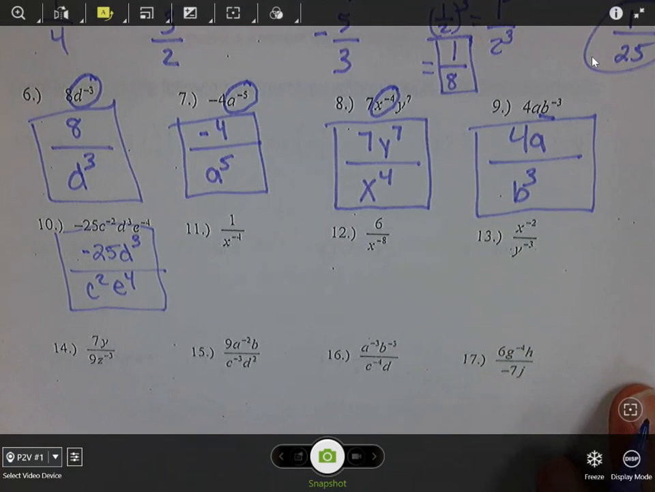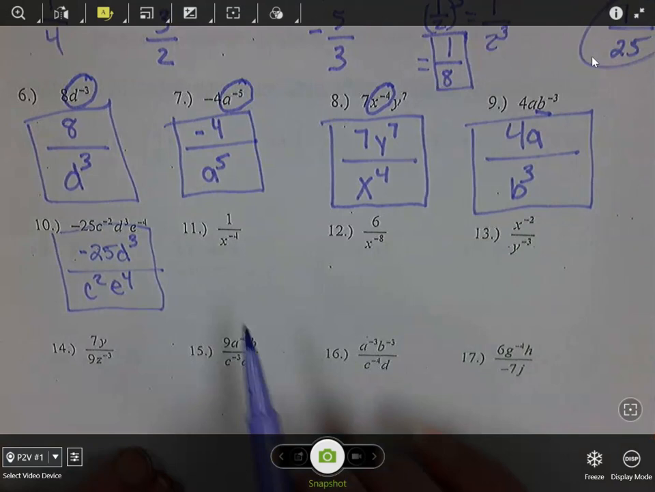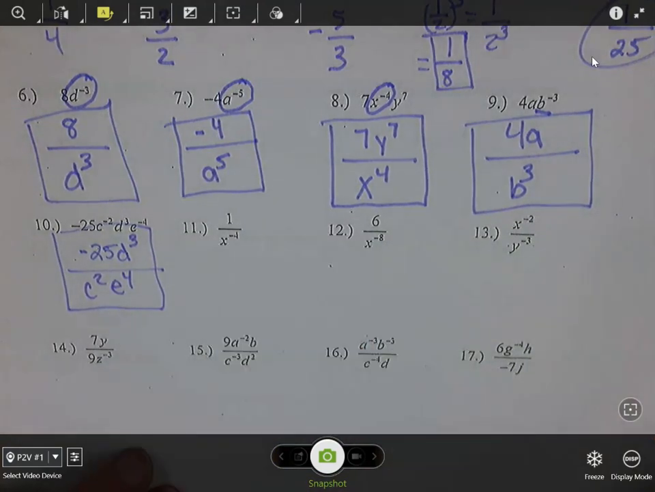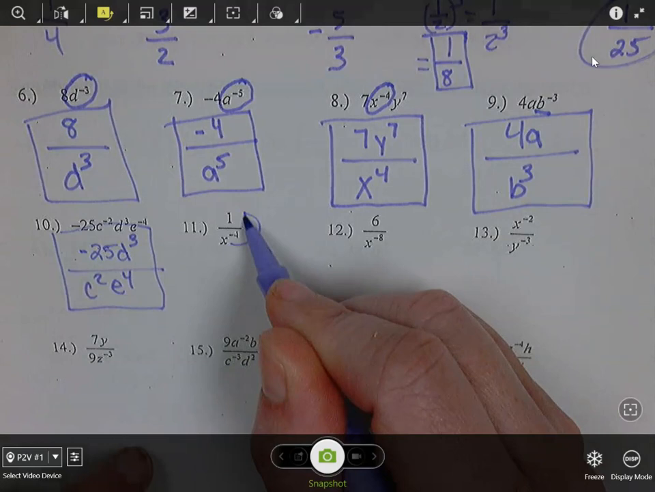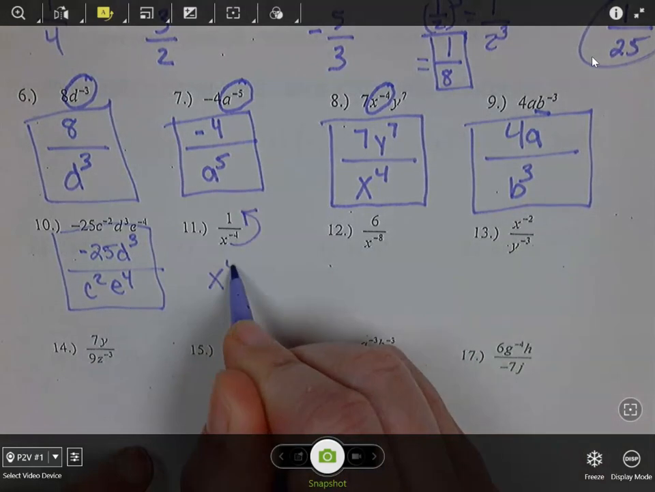Now look at this one. It's 1 over X to the negative 4. It's to a negative exponent, but it's on the bottom. What do you think I would do there? How would I switch it? Where would I put it? You would put it on the top. So since it's already on the bottom and it's negative, just move it to the top. So now it becomes X to the 4th.